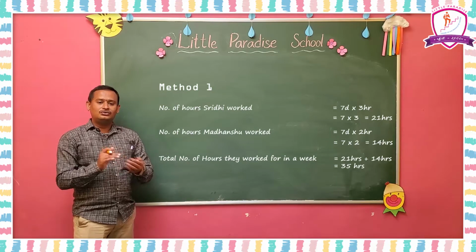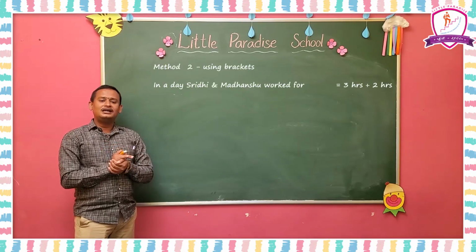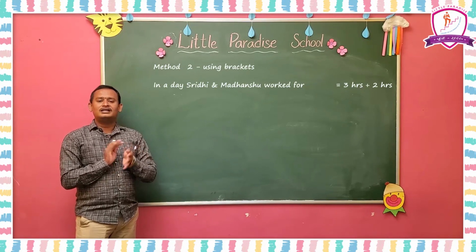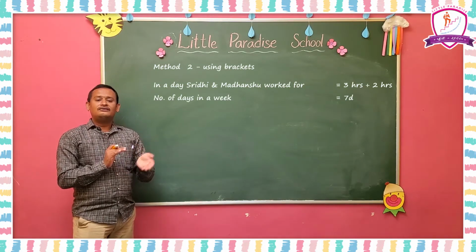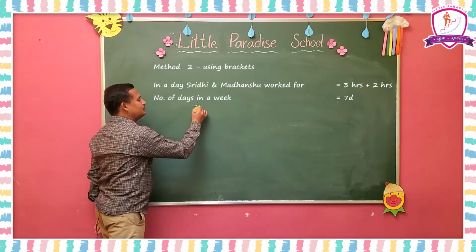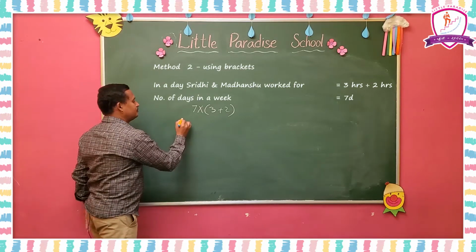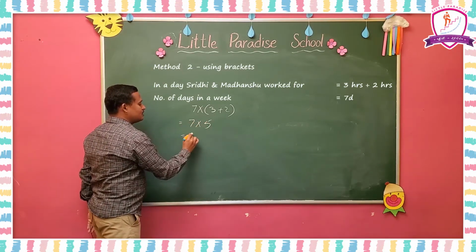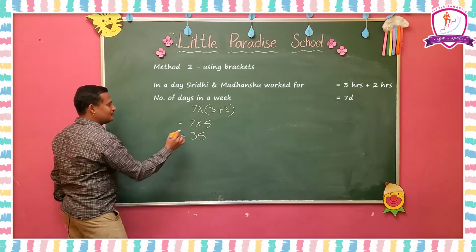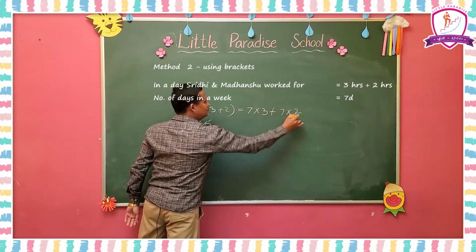And then method 2, using brackets, we are going to discuss here. In a day Sridhi and Madanshu together work for 3 plus 2 hours, 3 hours Sridhi and 2 hours Madanshu. So in a week together they work for 7 into (3 plus 2). 7 into 5 is 35. Here also you got the same answer. Understand? So here what we observed: 7 into (3 plus 2) means 7 into 3 plus 7 into 2. Like this you have to write.